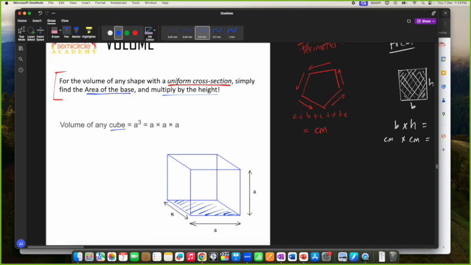But really and truly, I don't want you to think about it like this. For any cuboid, you'll have the length times the breadth times the height. I want you to think about it like this: volume is equal to the area of the base times the height. So that'll be length times breadth times height.